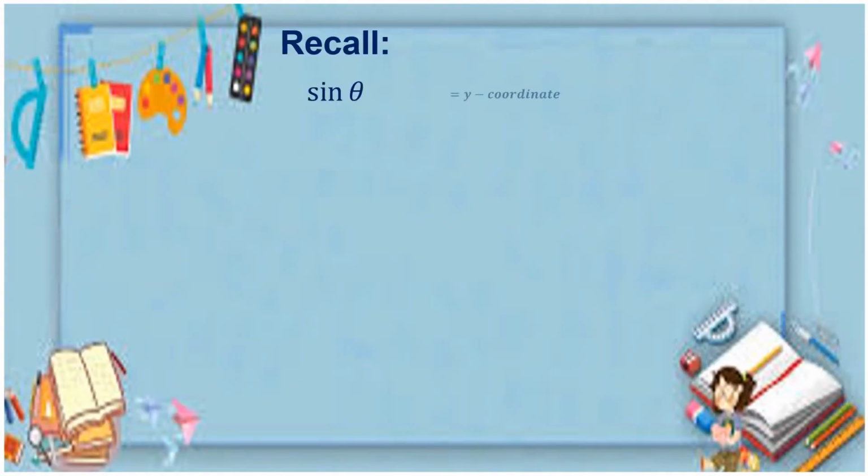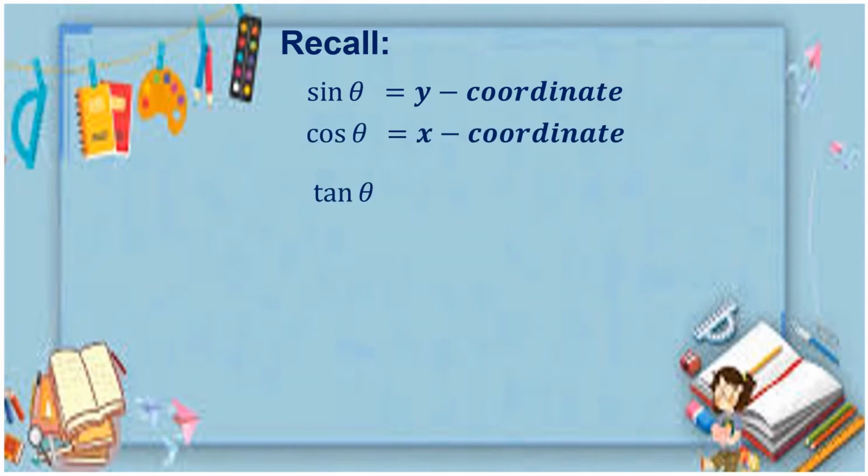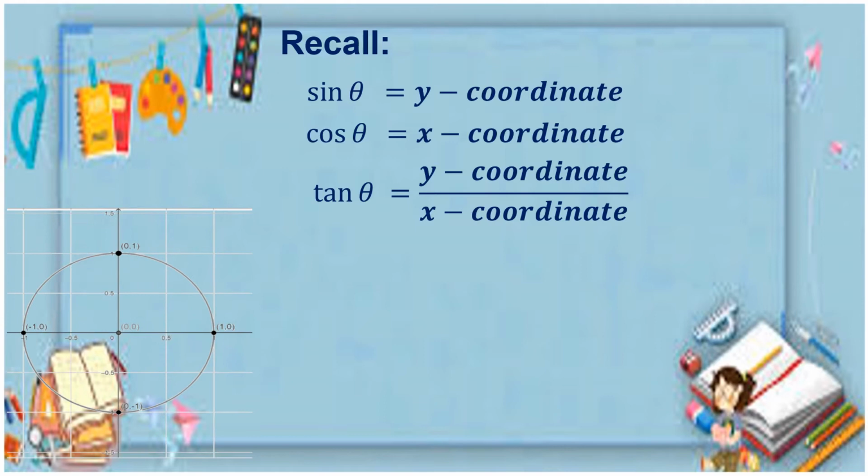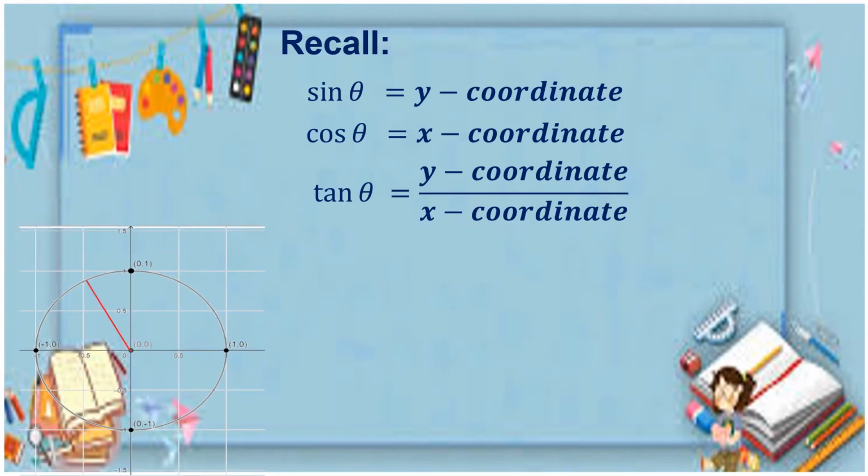Recall that sine theta is equal to the y coordinate, cosine theta is equal to the x coordinate, and tangent theta is equal to y over x, or y coordinate over x coordinate. Supposing we have this unit circle and we have a point in quadrant 2 which makes up an angle of 114 degrees. So let us take a look at the coordinates. The y coordinate is 0.9 and the x coordinate is negative 0.4. This point P is at negative 0.4, 0.9.